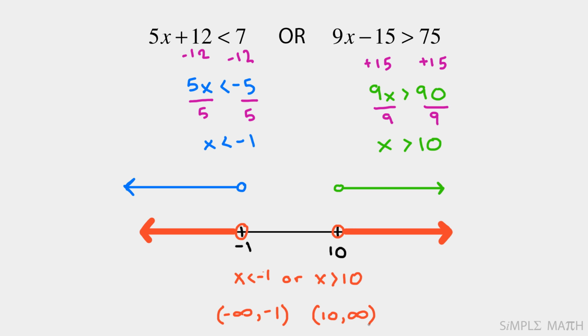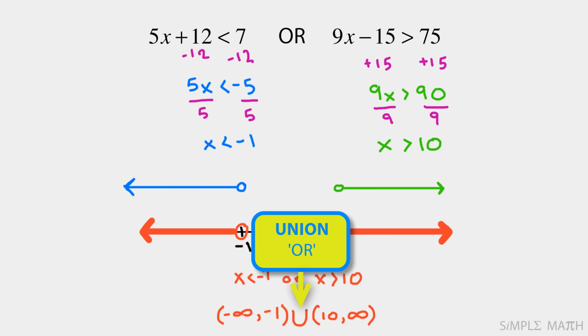Finally, we need a way to show that we can use values from either interval. To do that, we use a special symbol seen here. It's called union, and it simply means or. If you've studied set theory before, then this should be familiar. But if you haven't studied set theory, then this symbol will be new to you. But all you need to remember is that you use this U-shaped symbol in place of the word or when writing your solution sets in interval notation.